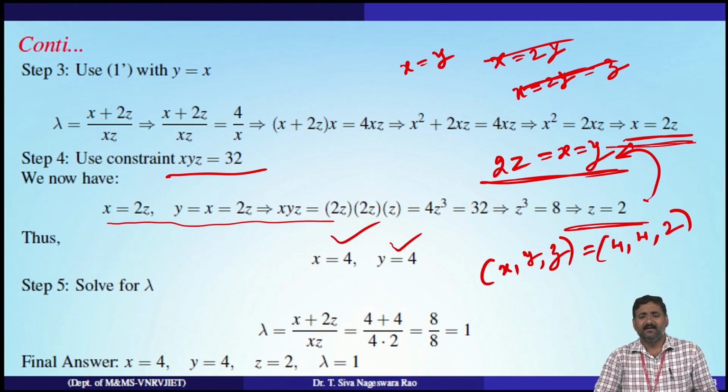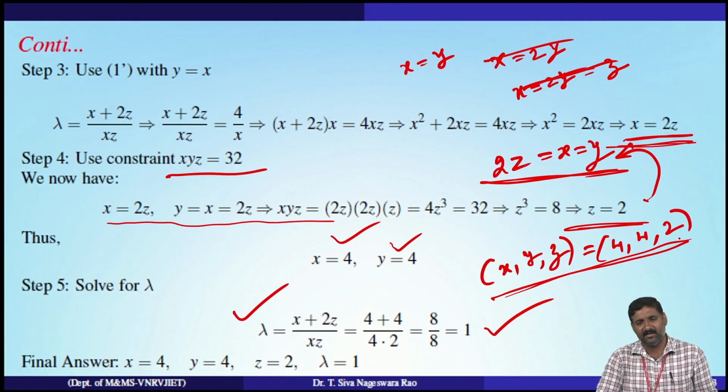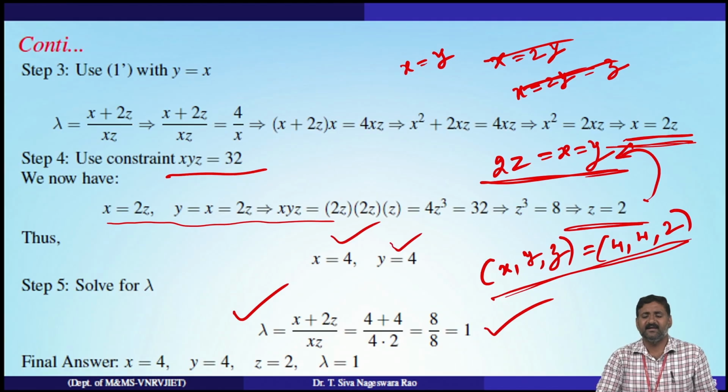So this is the critical point or our stationary point. If you want to find lambda value, previously we have two equations by making lambda the subject. By substituting these xyz values into any of the equations, you will get lambda value is equal to 1. So we are getting the stationary point x comma y comma z as 4 comma 4 comma 2 and lambda value as 1.